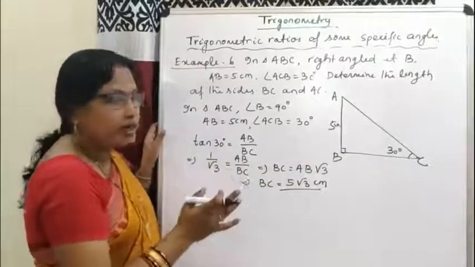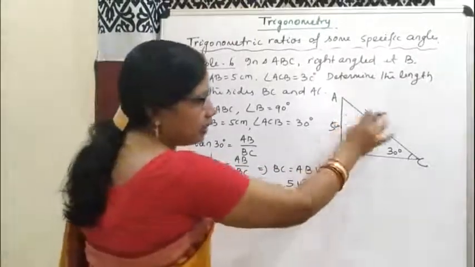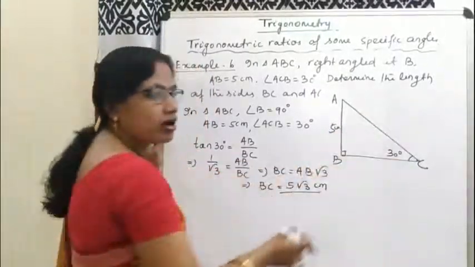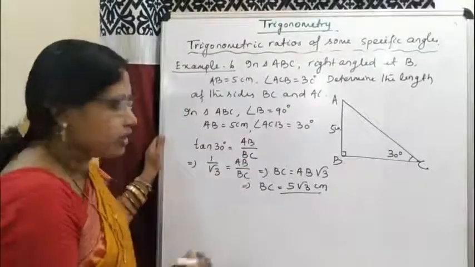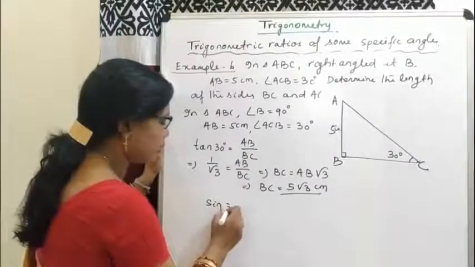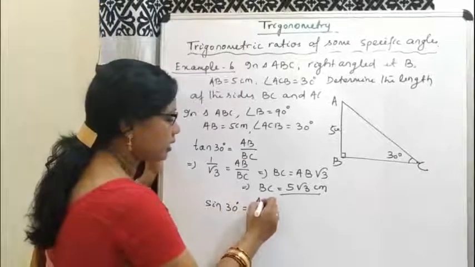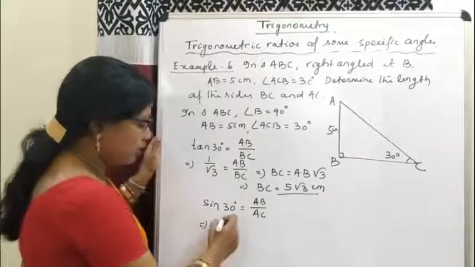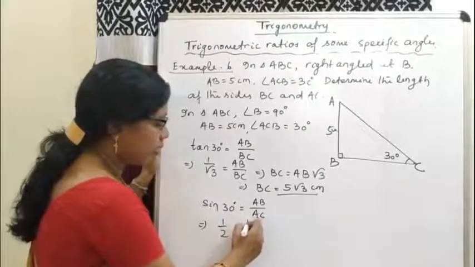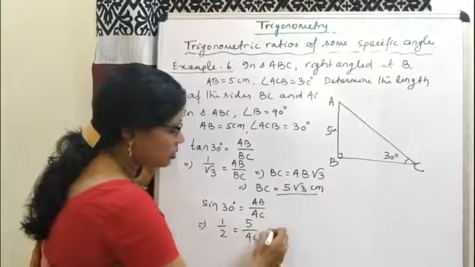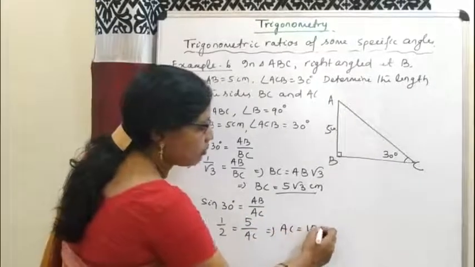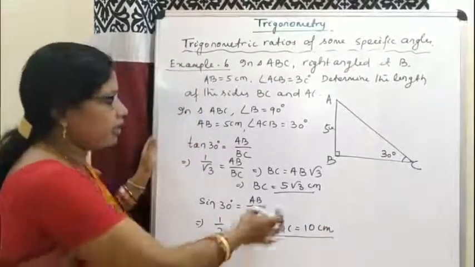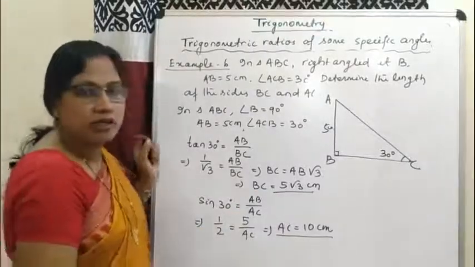Which trigonometric ratio relates AB and AC? AB is the opposite side of 30 degree and AC is the hypotenuse, so this trigonometric ratio is sine. Sine 30 is equal to opposite side by hypotenuse, that means AB by AC. We know sine 30 is 1 by 2, so 1 by 2 is equal to 5 by AC. This implies AC is equal to 10 centimeter. So here we got AC is equal to 10 centimeter and BC is equal to 5 root 3 centimeter.